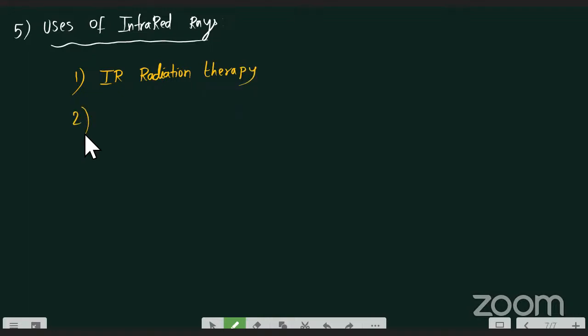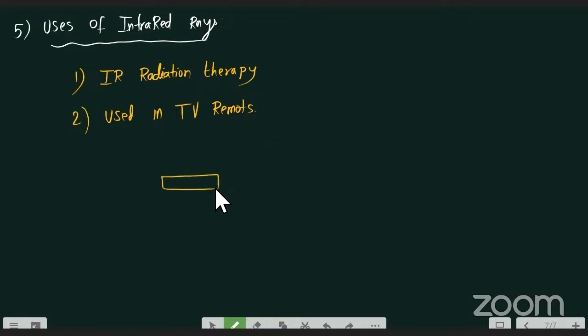Next, why do we use infrared rays? Infrared rays are used in TV remotes. So these are the applications of IR rays. IR rays are used for radiation therapy; if you are having a pain, then you can use this radiation therapy. The next use: IR rays are used in TV remotes. I hope everyone has seen a TV remote.